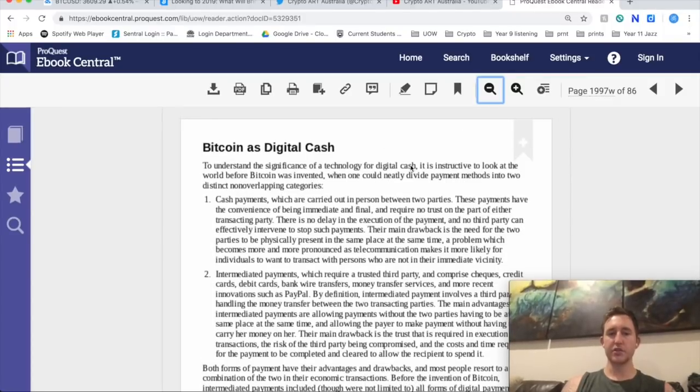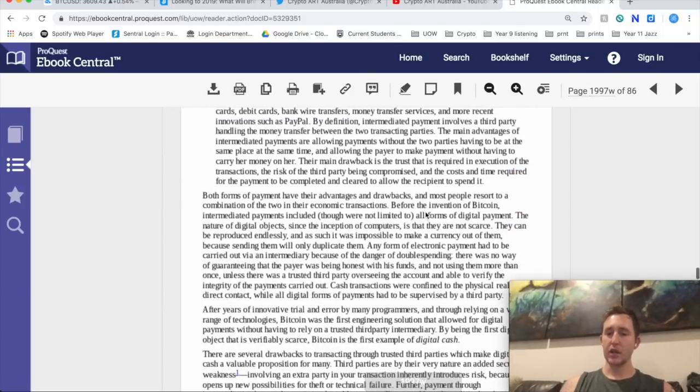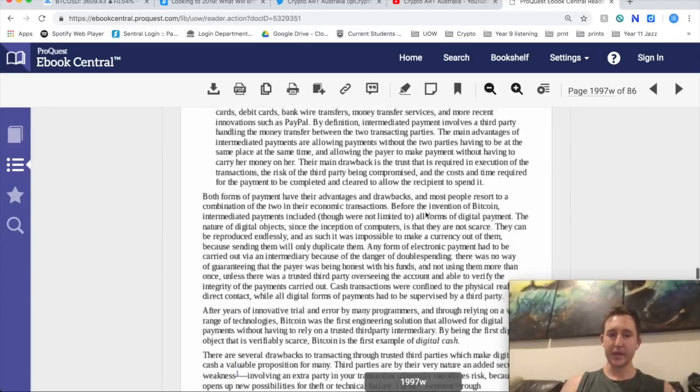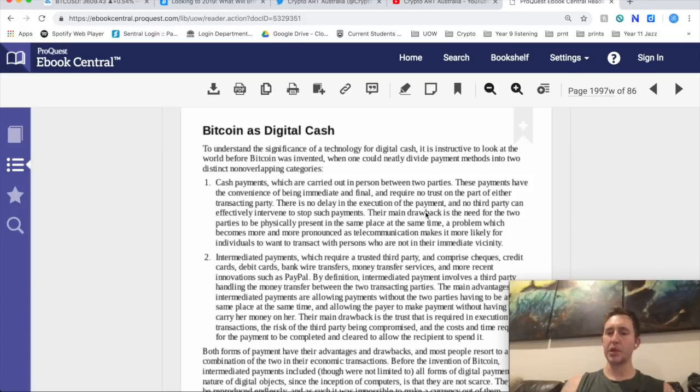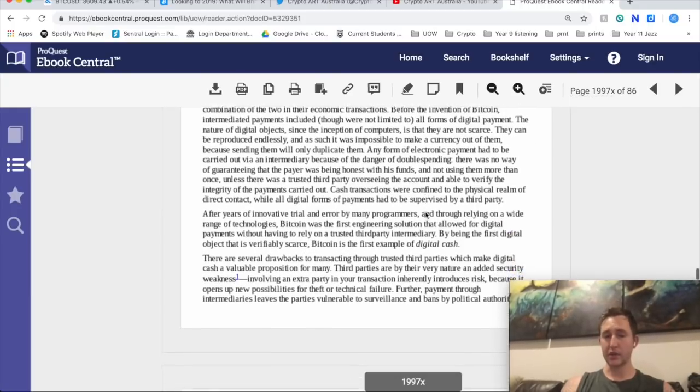To understand the significance of technology for digital cash, it is instructive to look at the world before Bitcoin was invented, with cash payments and intermediated payments which require a trusted third party. So I guess this is the purpose of Bitcoin and why we're looking into it, and why I believe personally, and Mitch also believes, that it's fundamental to our future, is that relying on a third party can be problematic in regards to security, and can also be problematic in terms of looking after your money and your finances.